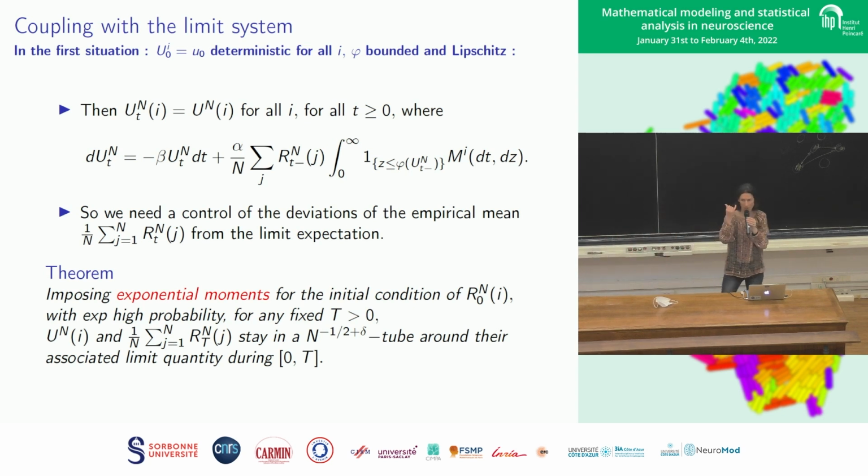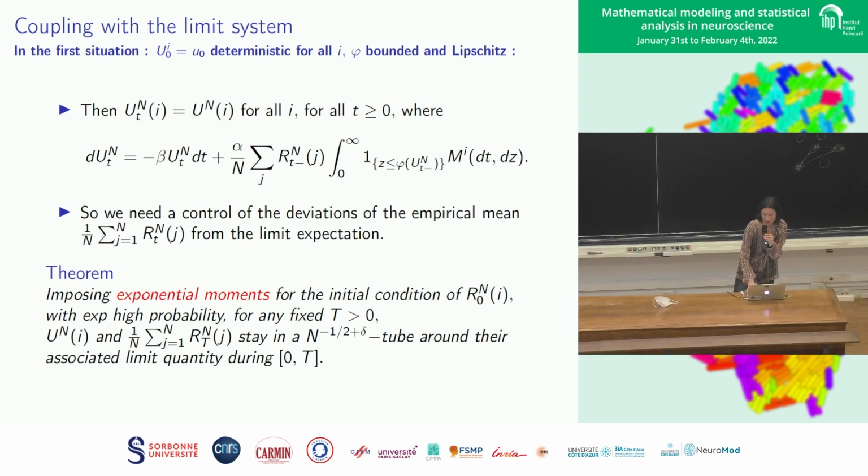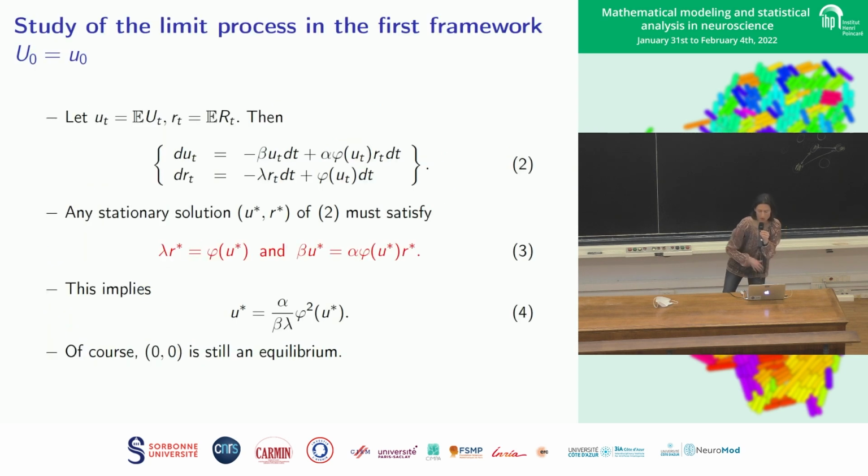Okay. And the tube that I put around my limit trajectory is, as you would expect, of order 1 over square root of n, a little less. Okay, so I lose a little bit. So I have deviation inequalities which are uniform over time intervals. And so the question now is really, how does the limit system behave in the long run?